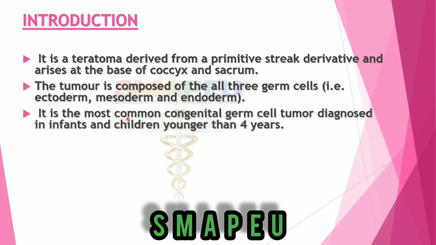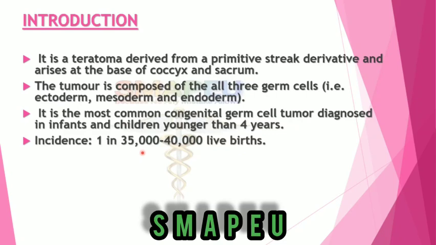It is the most common congenital germ cell tumor diagnosed in infants and children younger than 4 years of age. Incidence is 1 in 35,000 to 40,000 live births. Female to male ratio is 3:1 to 4:1. It is more common in girls.